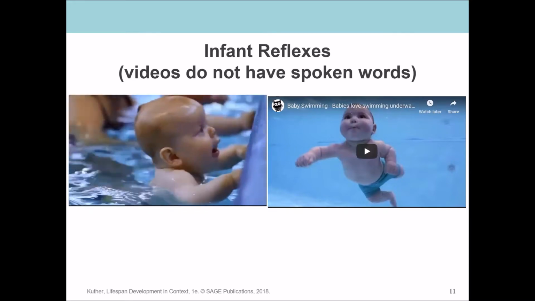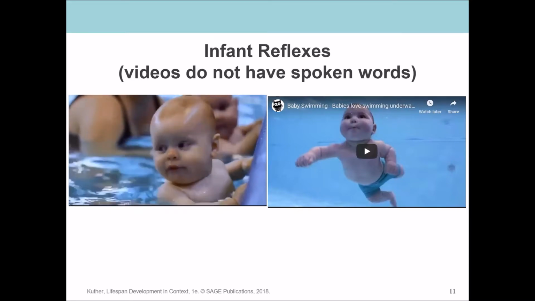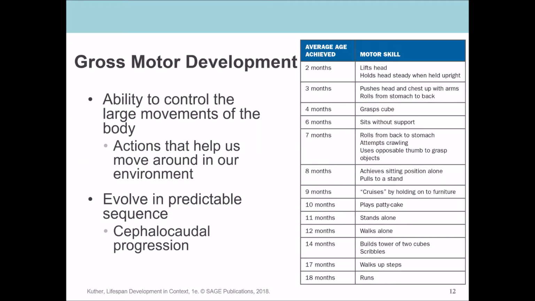And it's also super cute. So there are two main areas of motor development, fine and gross motor development. Gross motor development is controlling large movements of the body, so this helps us get around in our environment. Fine motor development is more like using your hands and your fingers for much more fine and refined movements.